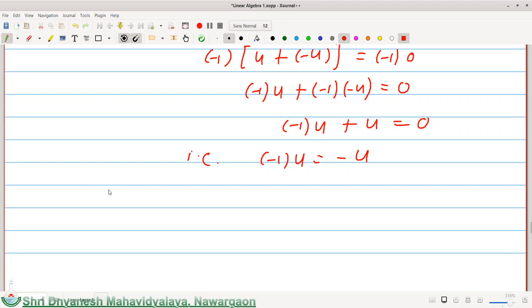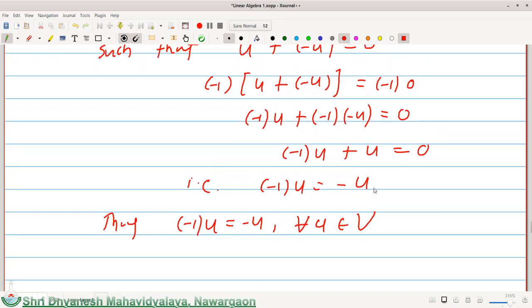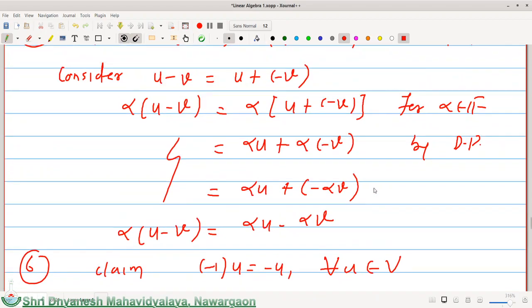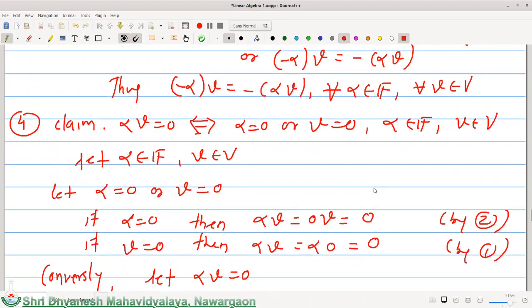That is what we wanted to prove. Thus minus 1 into u is equal to minus u for all u belongs to the vector space V. So hope this full proof is clear to you.